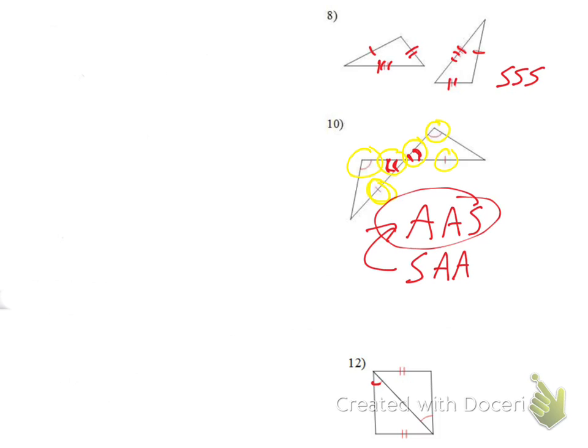So I have an angle, I have a side, and then I have another side. So look at this, I have an angle, a side, and then a side. Remember, we're not supposed to do that, right? That's a naughty word, so that's not enough information.